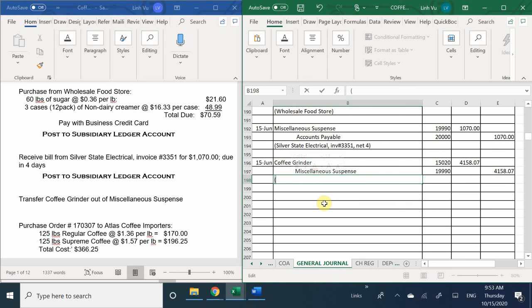We're not paying anything for miscellaneous expense. We're just moving it. Moving to new account? Yes, move to new account. Good. Move to new account. All right. Now, we completed our journal.